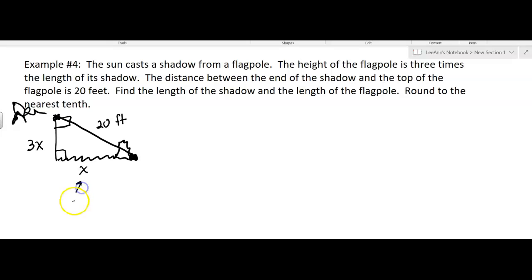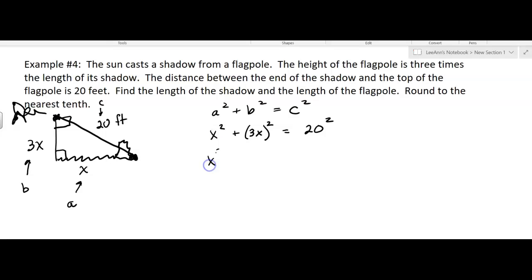So this is like my A, this is like my B, and this is going to be like my C. So remember, A squared plus B squared equals C squared. So it's the hypotenuse, or the long side, that is the one on the right, okay? The one that is by itself. Okay, so in this case, I'd have x squared plus, I need to put this in parentheses, (3x) squared equals 20 squared. So I get x squared plus 9x squared equals 400.